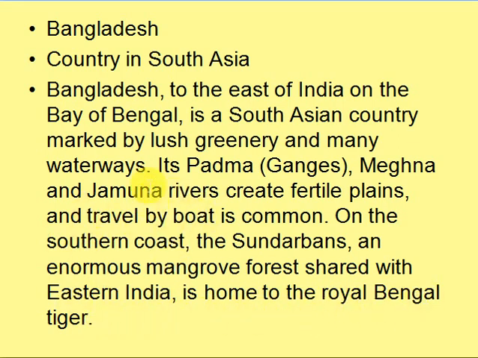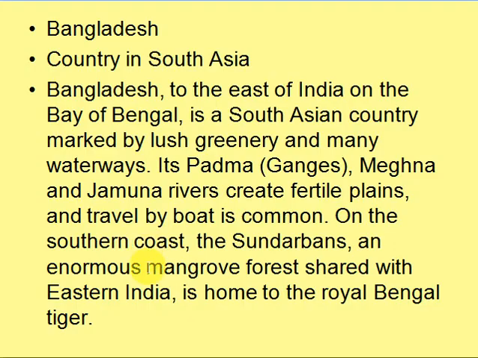Now let us have a look at the exact location of Bangladesh on the world map. It is clear that it was earlier part of India. Again, the Padma River, which is known as the Ganges in India, in Bangladesh is known as Padma. And Meghna and Jamuna rivers create fertile plains. Travel by boat is common in this area. So, a country with a lot of Bengali people and the Royal Bengal tiger, rich in wildlife.